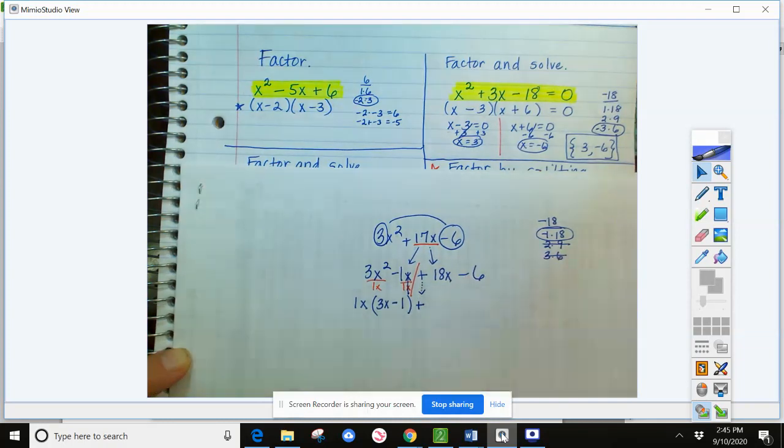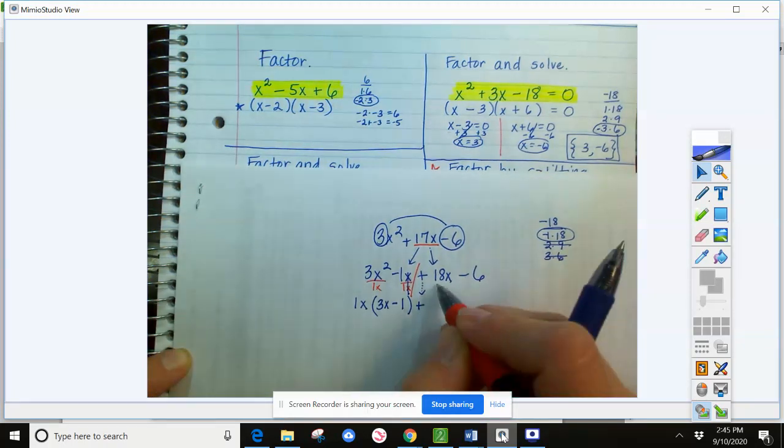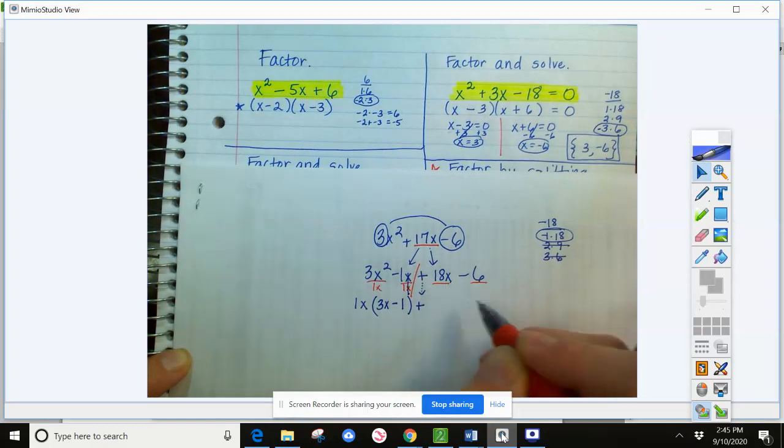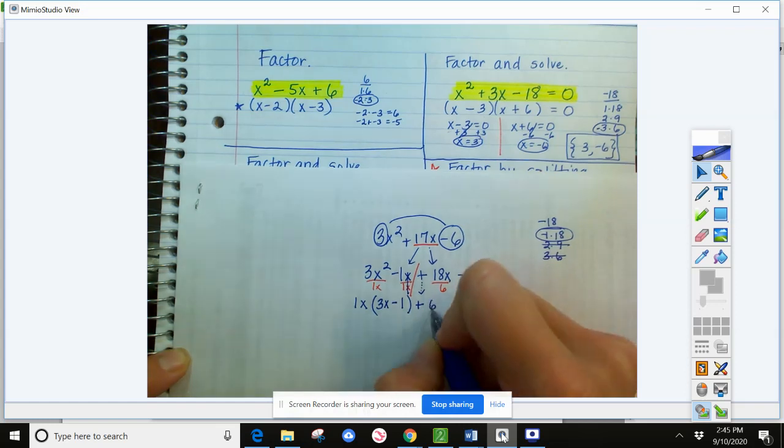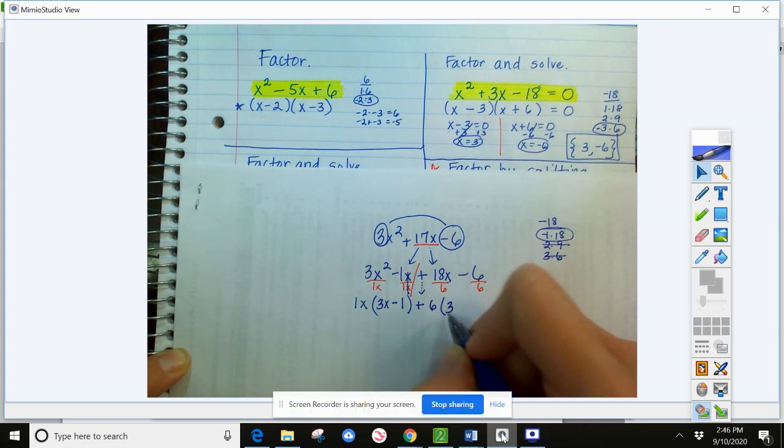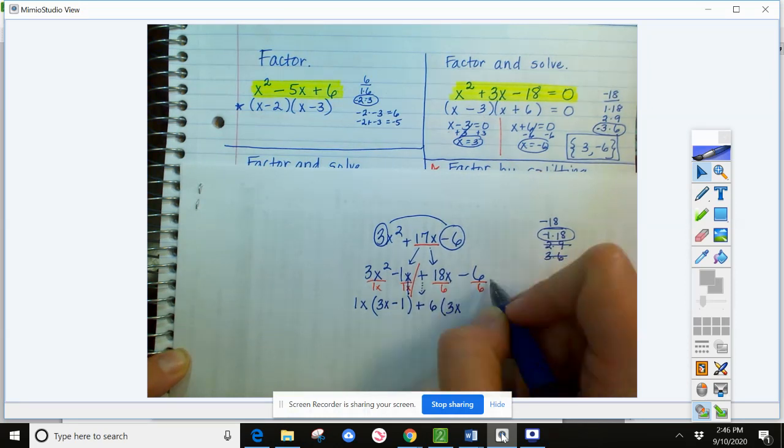What's the highest number that goes into 18 and 6? Well, the highest number I can think of that divides into both is 6. That's the greatest common factor of both. So we're going to factor that out of this half. 18 divided by 6 is 3. And then our x will stay on that term. We couldn't take it out because both of these don't have an x. And then negative 6 divided by 6 is negative 1.